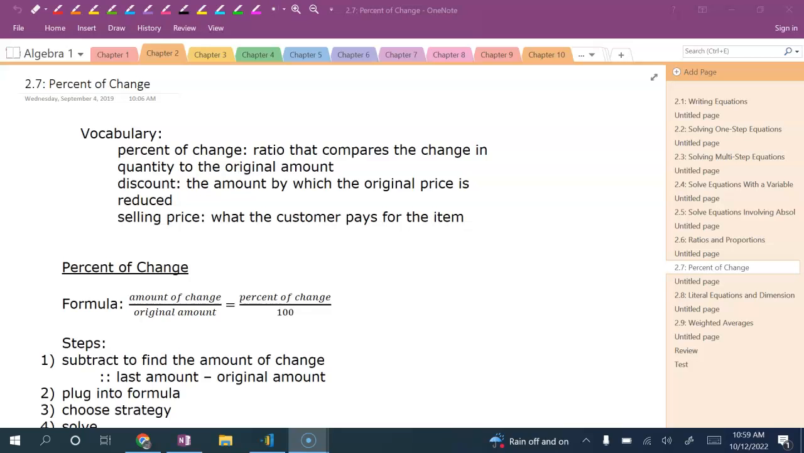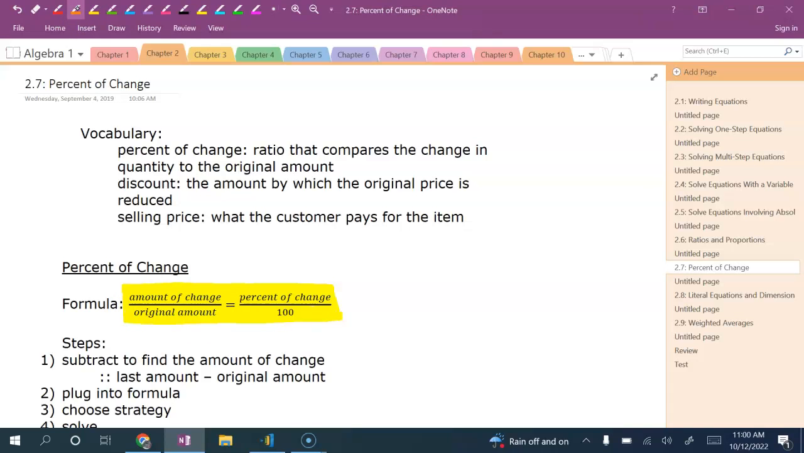So the first thing I want to go over is percent of change, and you are going to use this equation here. In your notes, I would maybe box this up, put a star by it, highlight it like I'm doing right now, so that you know this is what you're going to want to use to set up those percent of change equations.